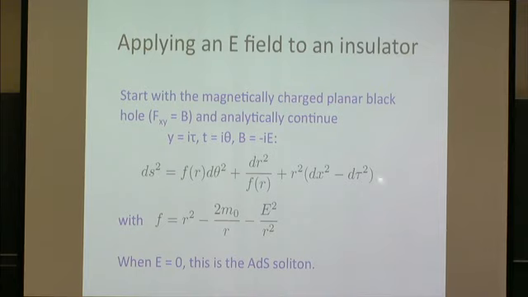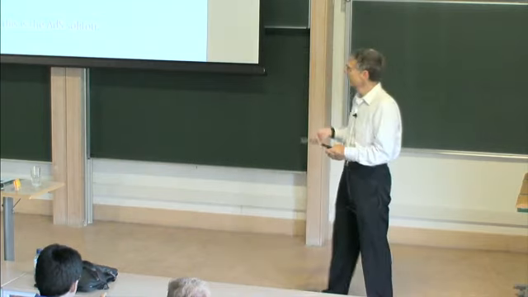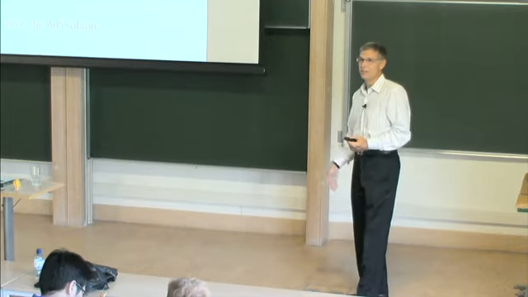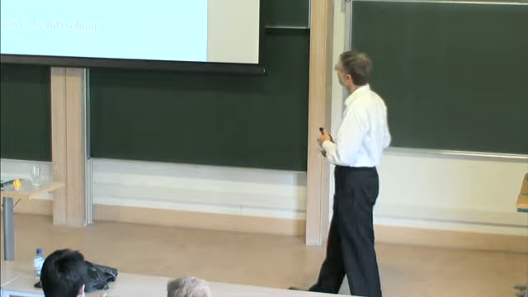So when you do that, you get a metric like this: f dθ squared, dr squared over f, r squared times now dx squared minus dτ squared. The function f takes this form. You have a mass parameter m naught, and now this electric field comes in with a minus sign because we've analytically continued from the magnetic field. When E is 0, this is a very familiar solution. It's known as the AdS soliton. Rob Myers and I discussed this about 15 years ago as a simple model for a confining ground state of a gauge theory, but in the modern language, it's basically an insulator.